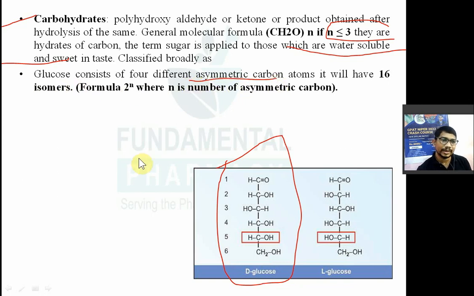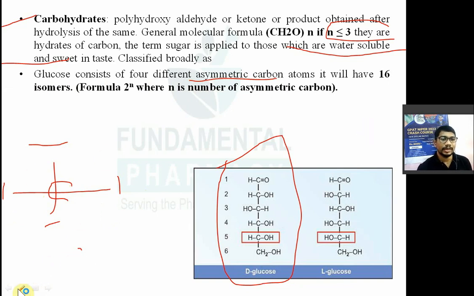So what do you mean by asymmetric carbon atom? First you have to understand what an asymmetric carbon atom is. Here, what is this? It is a carbon. If the carbon is attached to 4 different groups, one group here, one here, one here, one here, so if carbon is attached with 4 different groups or 4 different functional groups, that carbon is known as an asymmetric carbon atom.